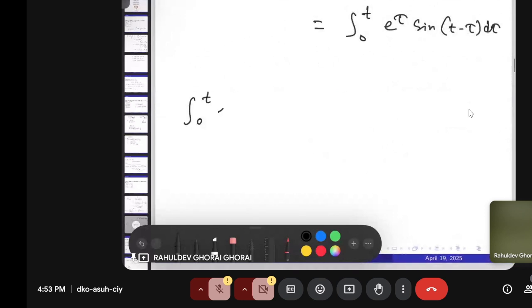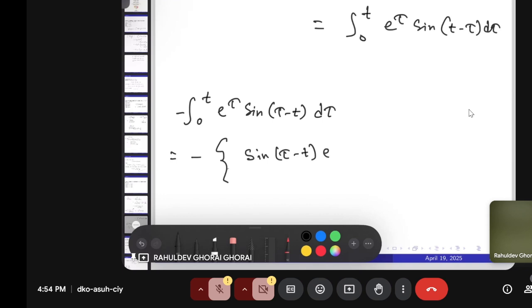0 to t e to the power tau sine of t minus tau. I read tau as tau minus t, so negative of that, d tau will be equal to negative of the integral from 0 to t. So I'll make this negative common everywhere. Now I'll take sine t minus tau first, then the integration of this will be e to the tau, and I take it from 0 to t.